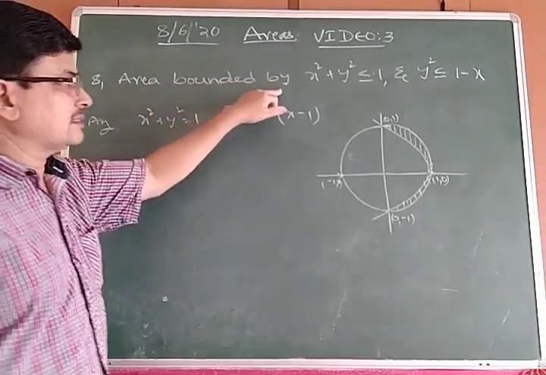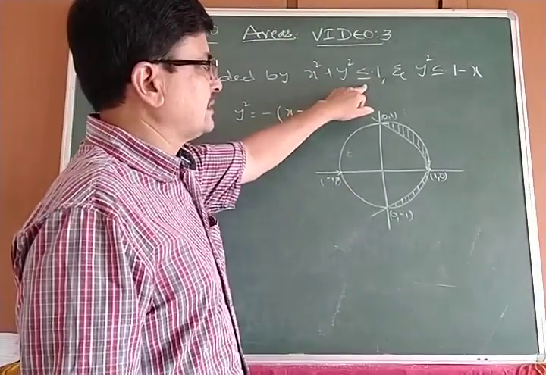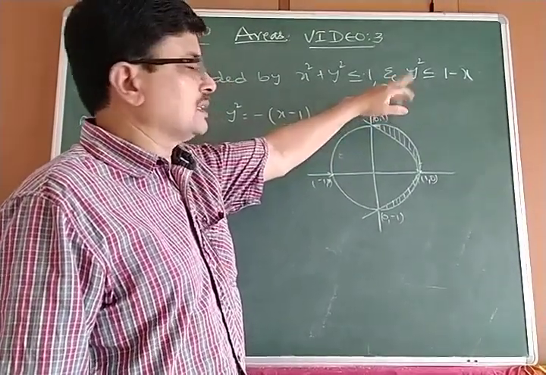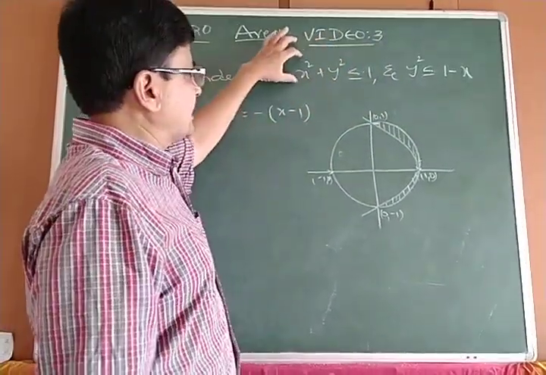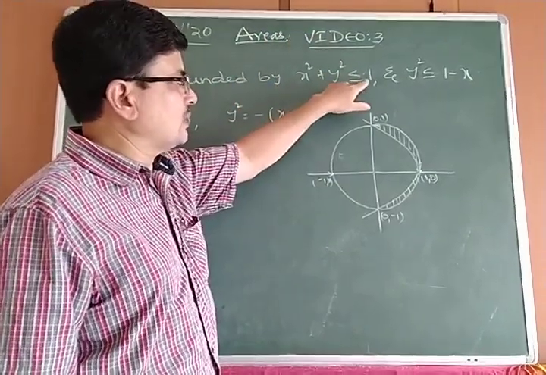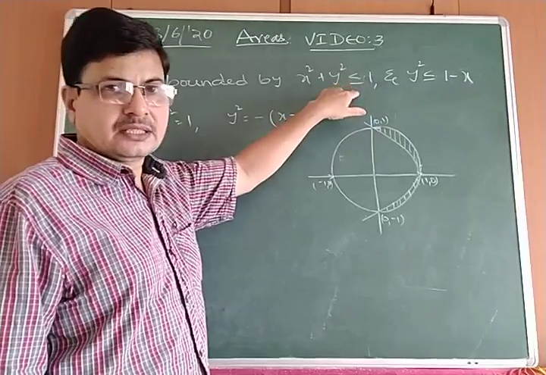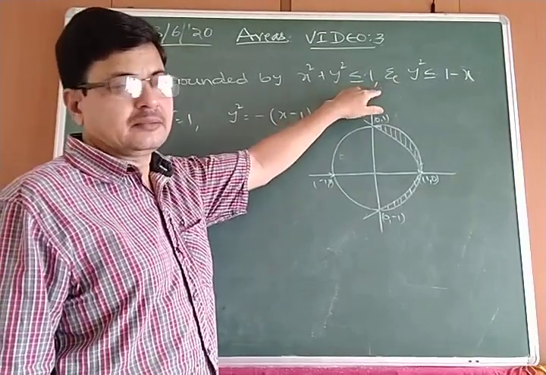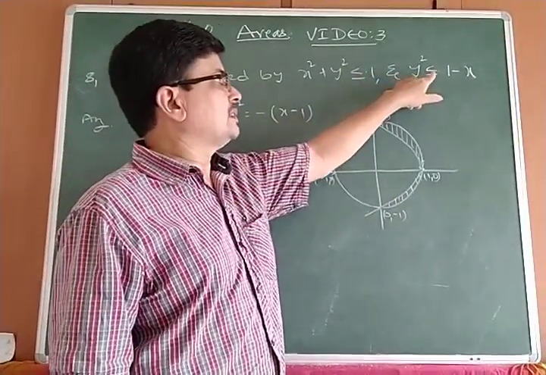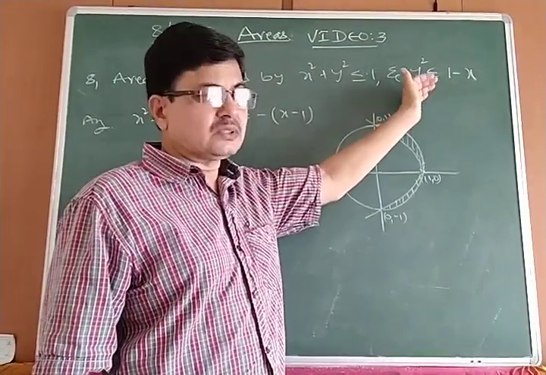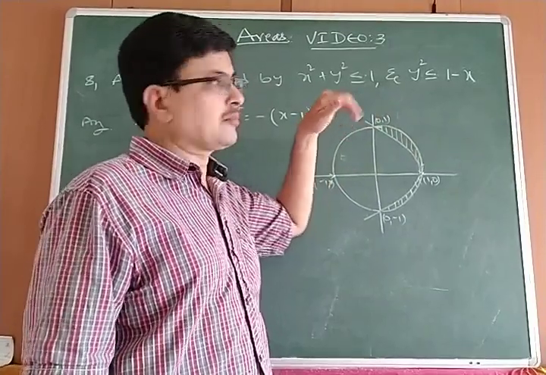Area bounded by x square plus y square is less than or equal to 1 and y square is less than or equal to 1 minus x. So x square plus y square is equal to 1. That means this represents a circle with center origin and having radius 1. And y square is equal to 1 minus x. This represents a parabola which is symmetric about negative of x axis.